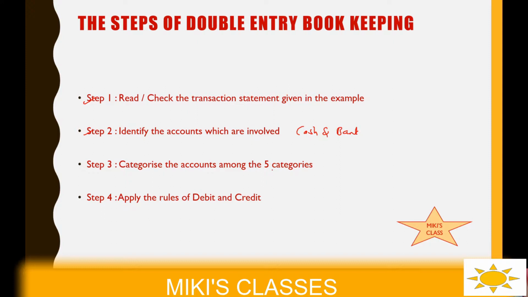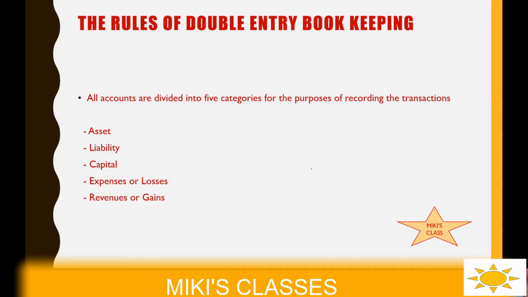What is the third step now? Categorize the accounts among the 5 categories. And we know what the categories can be: asset, liability, capital, expenses or losses, or revenue or gains. Now, let us check one by one.